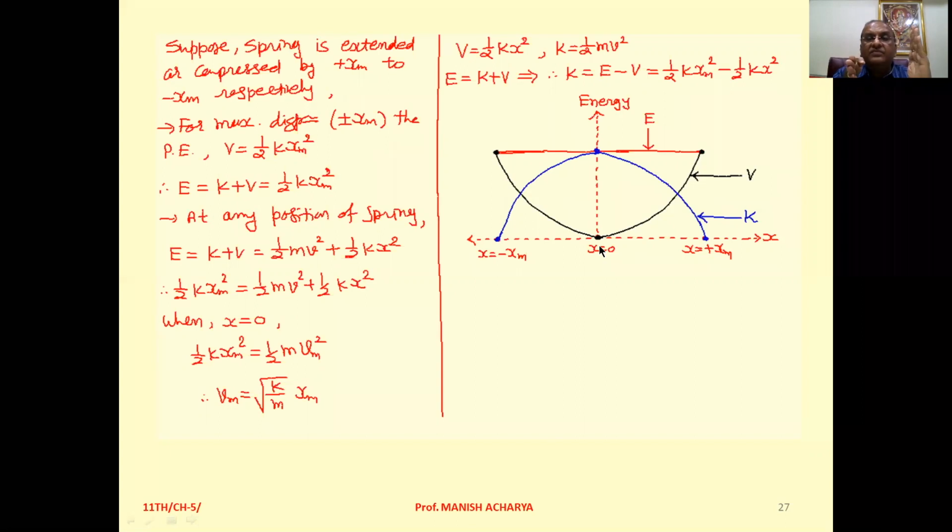So under the effect of that maximum velocity, it will be thrown on the other side.